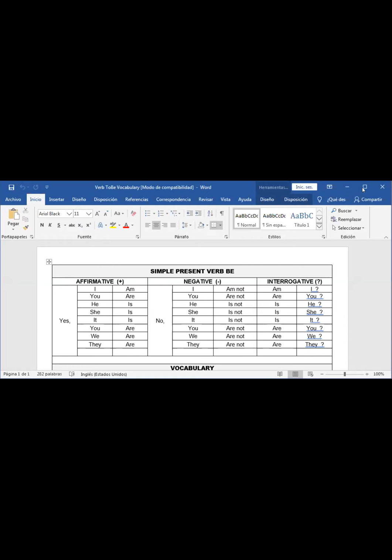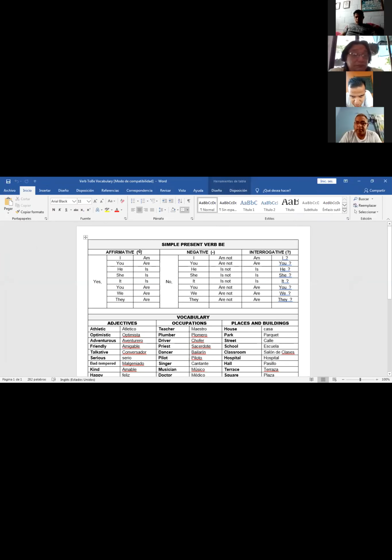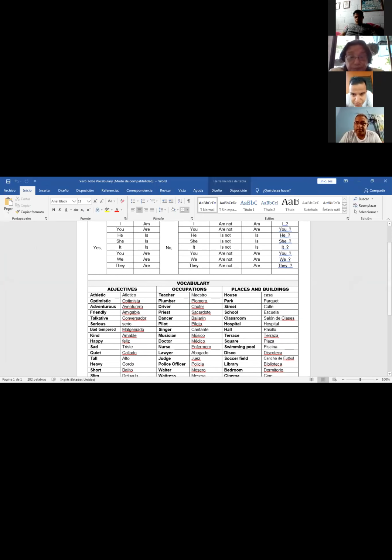Ok, si se fijan en el documento, tenemos simple present verb to be. This is the structure for questions, for affirmative sentences, negative sentences, and questions. Yes? ¿Se recuerdan de ese documento? Ok, so, esta es toda la información que se ocupa con el verb to be. Yo hablo de adjetivos y ocupaciones. Todavía no hemos hablado de places, de los lugares vamos a hablar la otra semana.